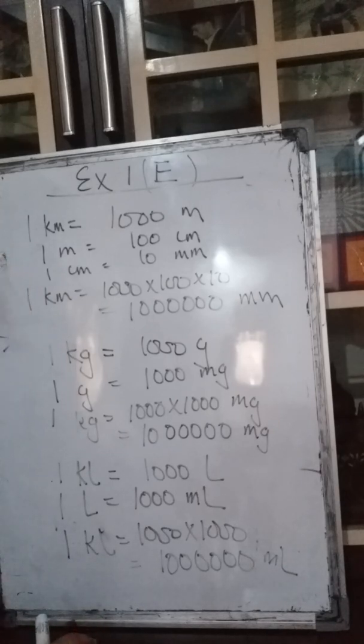Is that clear? You will write this table, conversion table, in your classwork copy before proceeding with questions of exercise 1E. This should come first and then write the exercise 1E, write this, and then we will come to the questions.